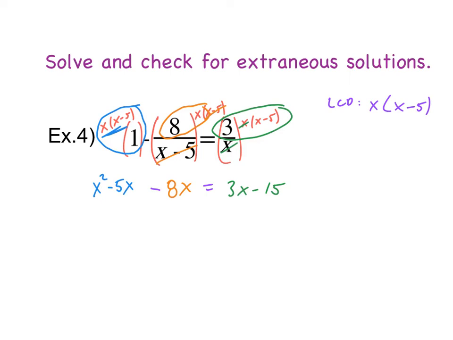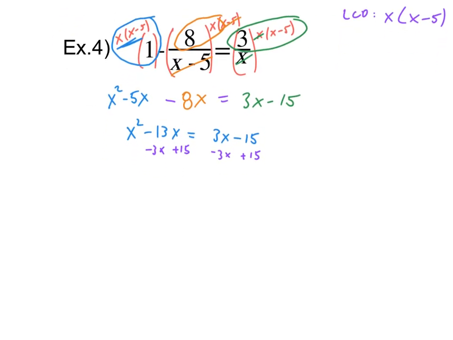So again, I'm noticing that I have a quadratic, so I want everything to be on the left side. But first, before I get to that, I'm going to go ahead and simplify the left side. So x squared minus 13x equals 3x minus 15. Now I'm going to bring everything to the left side. So subtract 3x and then add 15. That's going to be x squared minus 16x plus 15 equals 0.